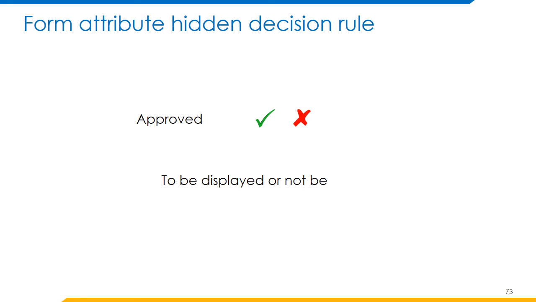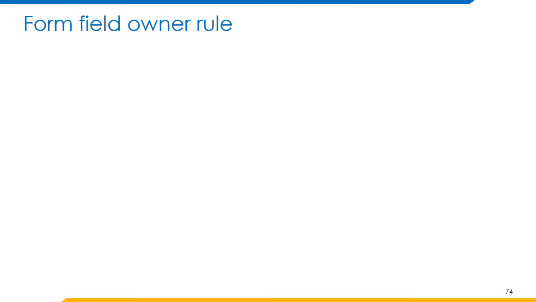Form field owner. Field ownership can be determined using this rule. The inputs provided to this rule are similar to all other form rules. The output shall be the identity who shall be the owner of this field.